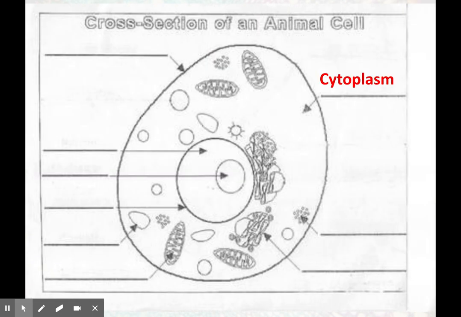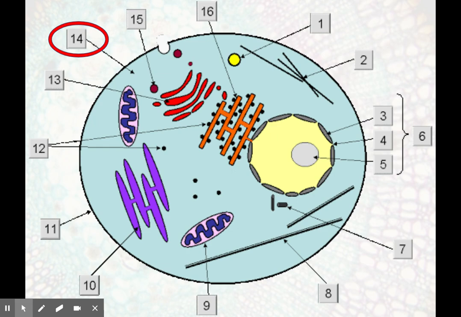In this diagram, you can see this arrow is pointing at just nothing in particular, just the stuff in the middle of the cell. So that's the cytoplasm. And in this diagram, number 14, that I've circled in red in the top left, is pointing at just the nothingness in between all the other parts. And so that is the cytoplasm. It's just the fluid that fills the cell.